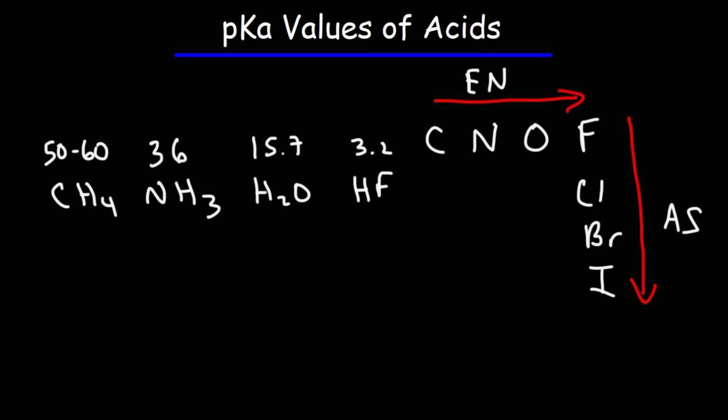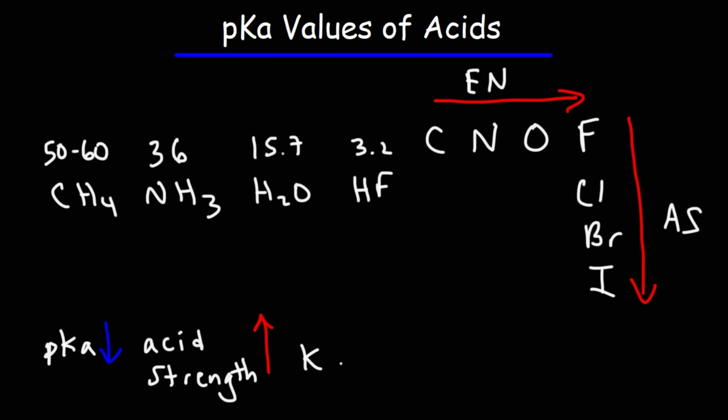Now, the molecule with the lower pKa is the stronger acid. So HF is a stronger acid than water because it has a lower pKa value. So as the pKa value decreases, acid strength increases. So make sure you understand that. Low pKa values correspond to a stronger acid. Oh, by the way, as the pKa values go down, the Ka values go up, which is directly related to acid strength.